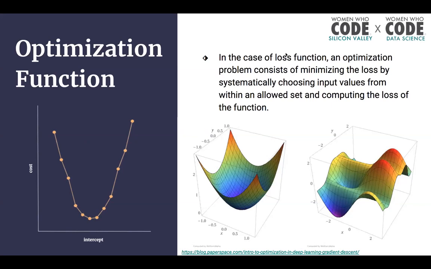In the case of loss function, an optimization problem consists of minimizing the loss by systematically choosing input values from within an allowed set and computing the loss for that function. What does that mean? For every combination of x comma y, I'm going to calculate the corresponding loss for that linear regression function that I have created. If I do that, I will plot points along this entire thing. And my goal is to pick something that has the minimal value along the z-axis.